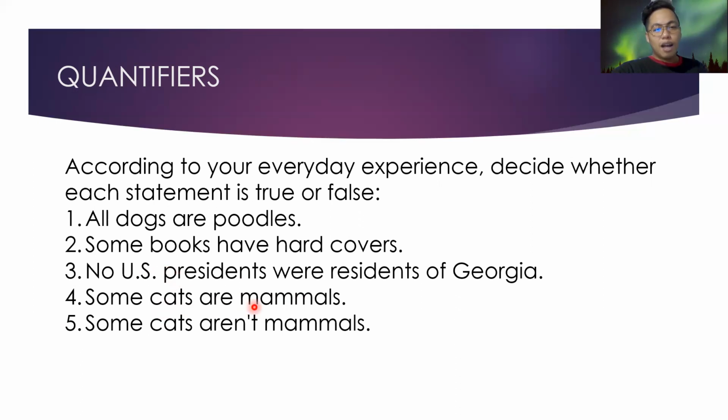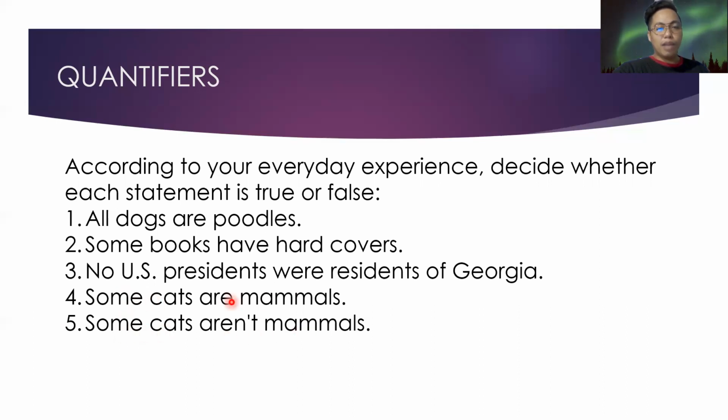Some cats are mammals. This is the confusing one. Some means at least one. At least one cat is a mammal. So we are not referring to not all. When we say at least one, the minimum is one, so it could be all. So this one is true. There is at least one cat that is a mammal. Actually, they are all. At least is all it's giving.